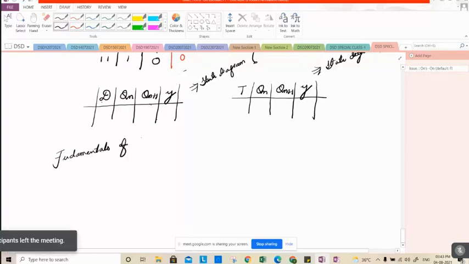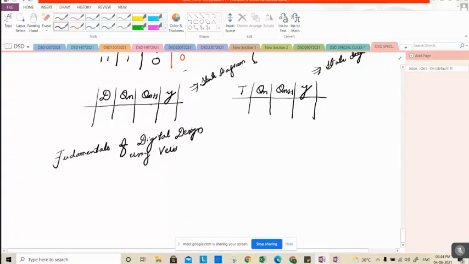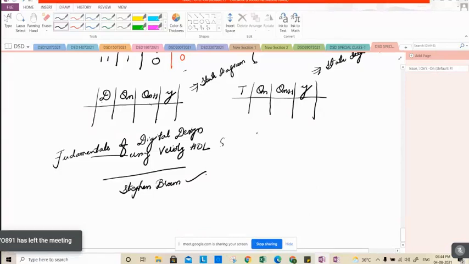Fundamentals of Digital Design using Verilog HDL, author Stephen Brown. You may go through this. There you have good examples also, and you will find the serial adder example also in Stephen Brown.